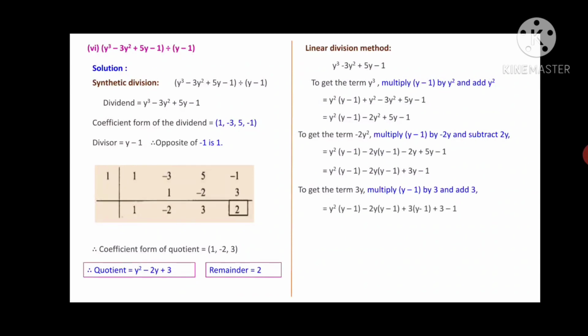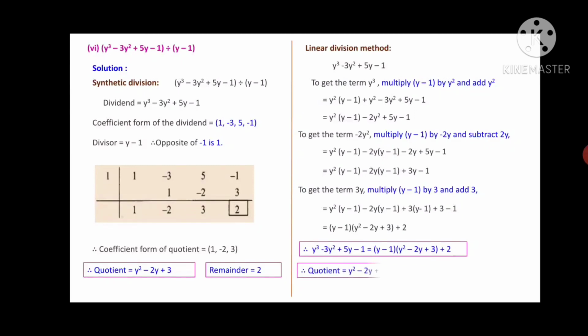y square into bracket y minus 1 minus 2y into bracket y minus 1 plus 3 into bracket y minus 1 plus 3 minus 1. So it can be simplified as y minus 1 taken out, into what is left in the bracket, y square minus 2y plus 3, and plus 2. So friends, y cube minus 3y square plus 5y minus 1 will be equal to y minus 1 into bracket y square minus 2y plus 3, plus 2. Friends, here we get that the quotient is equal to y square minus 2y plus 3 and the remainder is equal to 2.